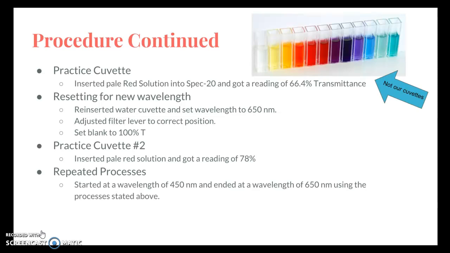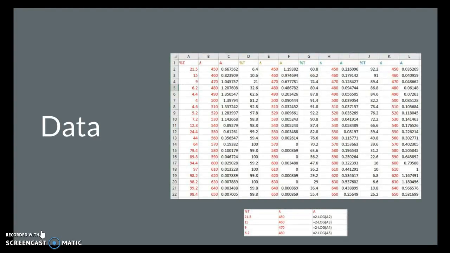Now, the process stated above of putting the clear water in, setting the transmittance to 100, and setting our lever and wavelength all happened every time we changed wavelengths. And we started at 450 nanometers and ended at a wavelength of 650 nanometers. So starting small, getting big.